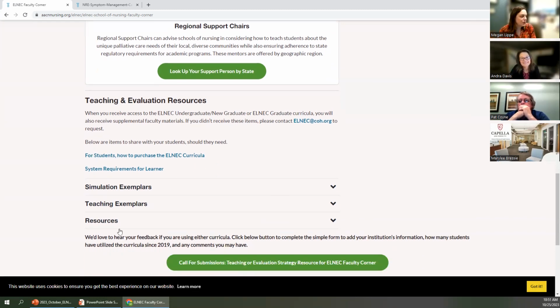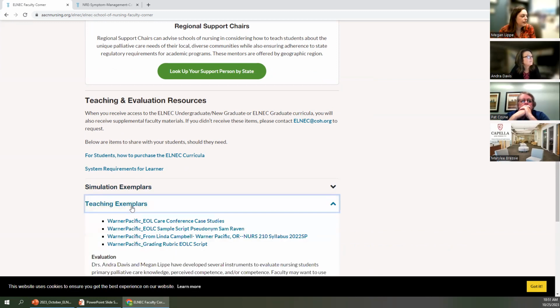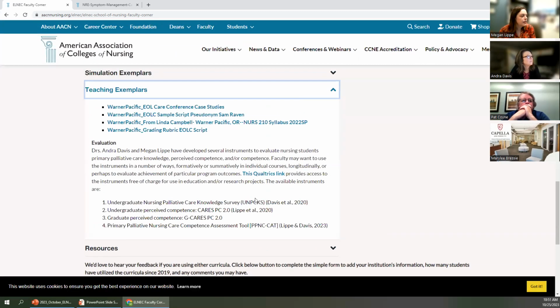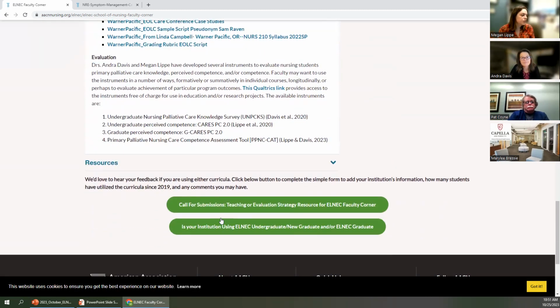We also have this whole section here on teaching and evaluation resources. There's simulations, there's teaching exemplars. Andra and I have recently added a way, under teaching, to access any of the instruments we've developed that evaluate learning outcomes of knowledge and perceived competence. We do have a perceived competence tool related to the GCARE. So just letting y'all know that these resources are here.